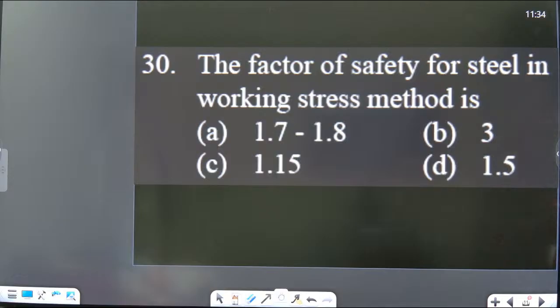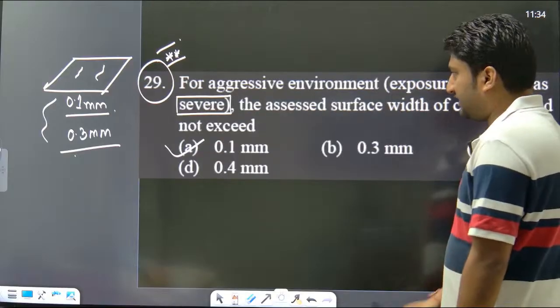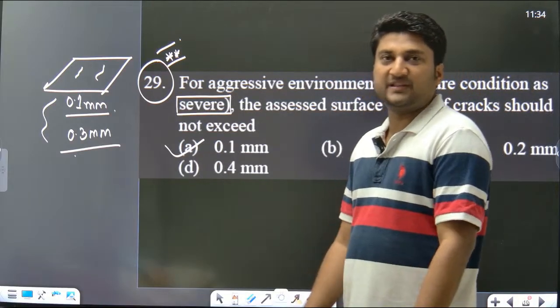Hindi mein? Just a moment, I'll explain this in Hindi. Just for this question, I'll explain this in Hindi.